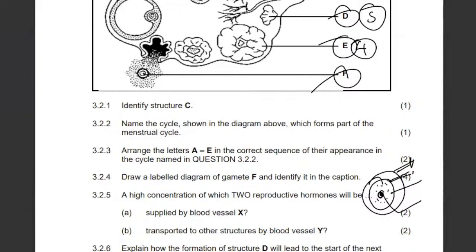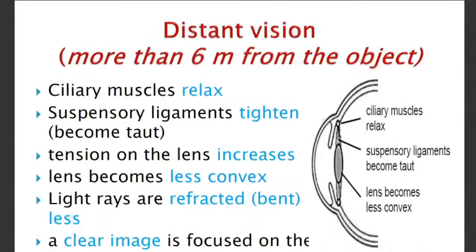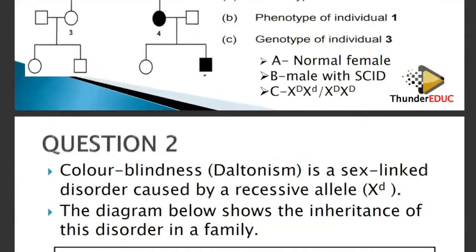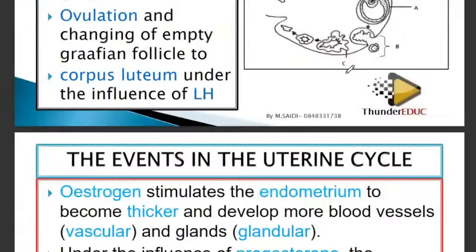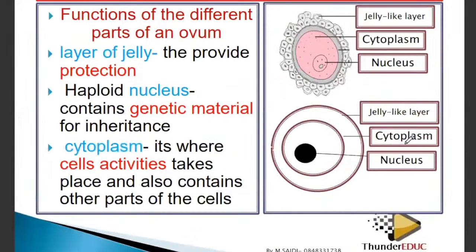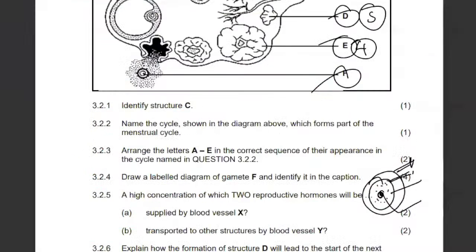The way we gave it to you during the teaching period, that's the way I drew it here. You see it? Cytoplasm, gel-like layer, nucleus. So exactly how it is supposed to be drawn. And then you give it a name. They're saying draw the gamete and give it a name: structure of an ovum, or structure of a mature ovum.